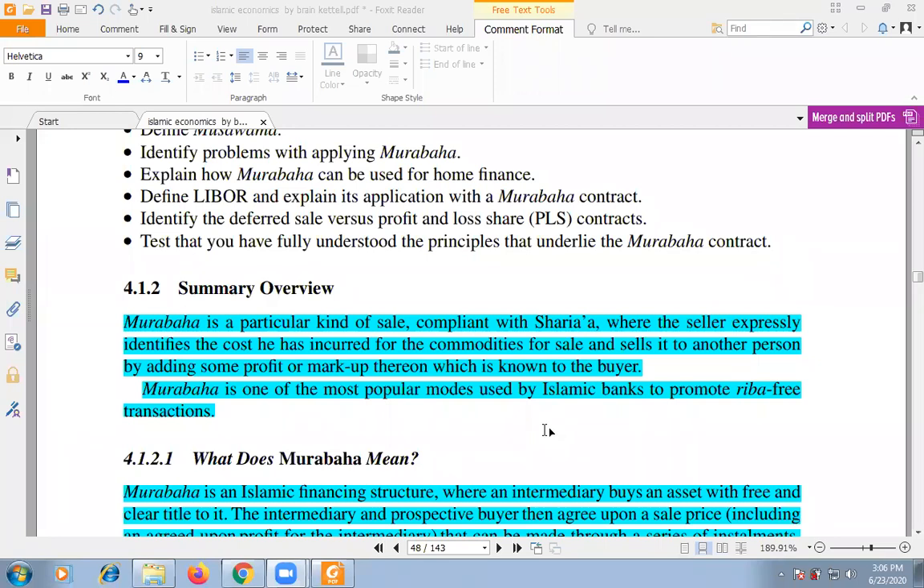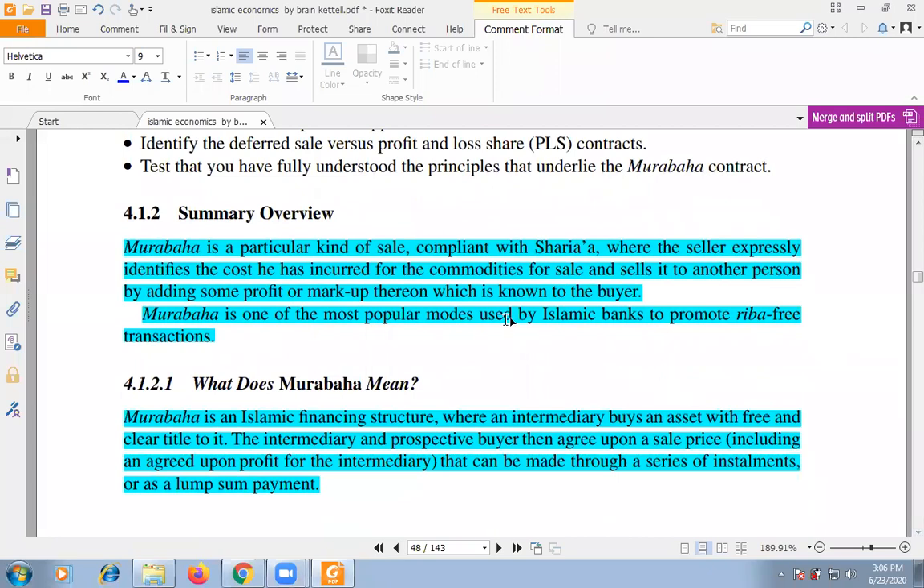So first, Murabaha mode of financing is a particular kind of sale. I will go from the slide. You can see and can follow and can write your questions. Murabaha is a particular type of sale, according to Sharia, where the seller clearly highlights the cost he has incurred for the commodity for sale. So here, the seller clearly, expressly highlights the cost of the commodities for sale and sells that commodity to another person by adding some profit. That is markup.